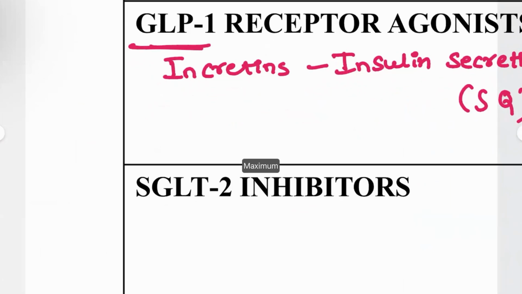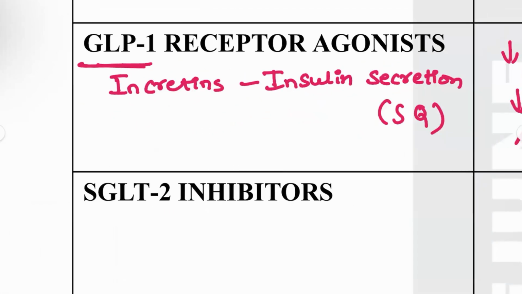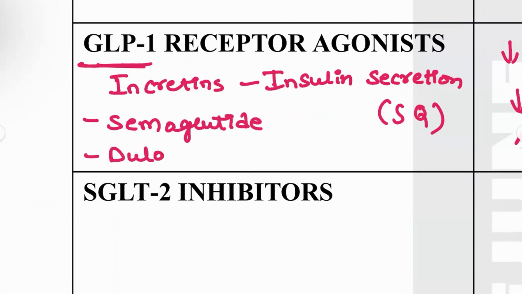What are the examples of GLP-1 agonists? The drugs that you have in the market are semaglutide, the famously known drug, which is Ozempic, and another one is dulaglutide. And one thing that we should remember about dulaglutide is that this is a completely renal safe drug.